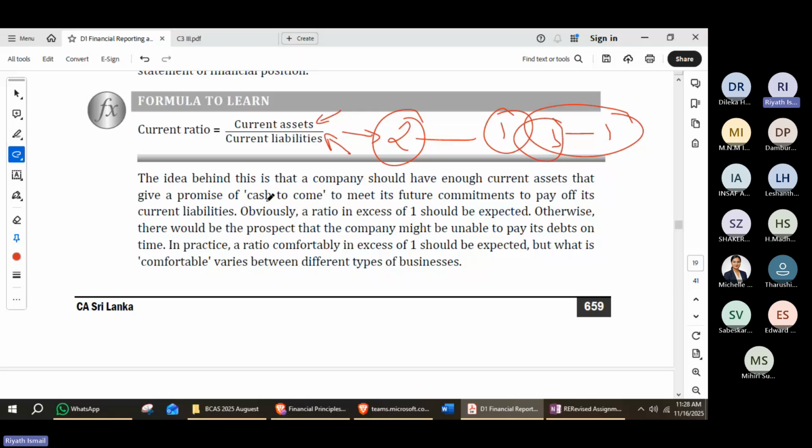The idea behind that is that companies should have enough current assets that give a promise of cash to come to meet the future commitment to pay its liabilities. So here they have to pay only the suppliers and the employees.